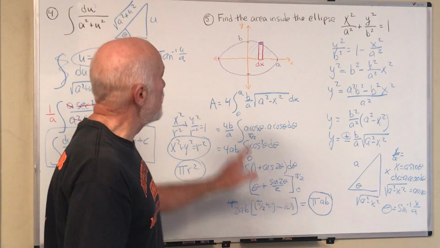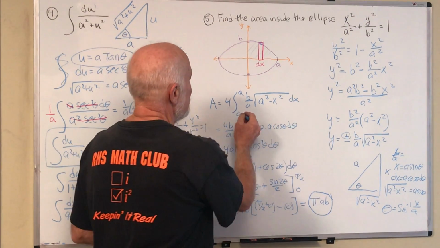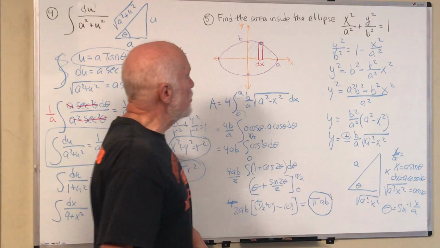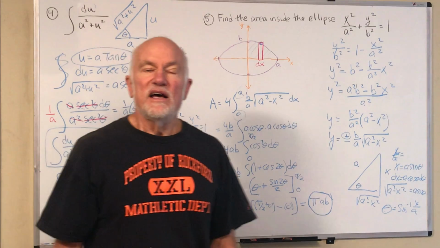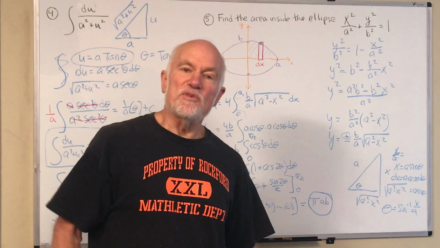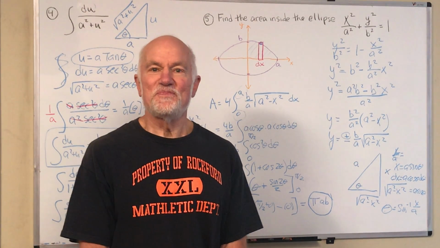So anyway, this shows one example where you actually have to change limits, and it shows you how you could find, using a trig substitution, the area of an ellipse, which you always wanted to know.